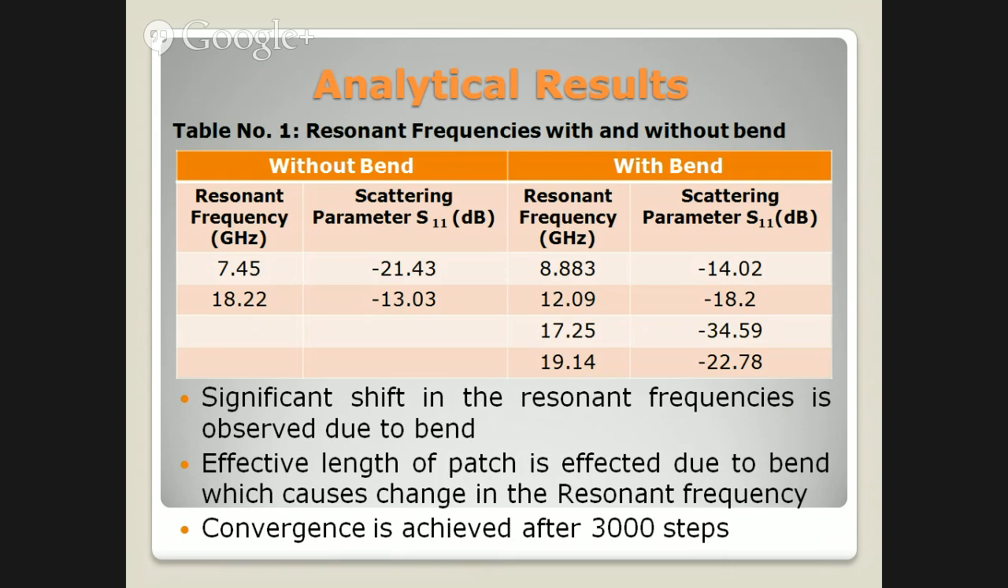So without bending, the resonant frequencies are these, and these are the scattering parameters. And after bend, this frequency shifted to 8.883 with scattering parameter minus 14.02. Similarly, this new resonant frequency is generated, and in spite of this, we have 2 resonant frequencies.